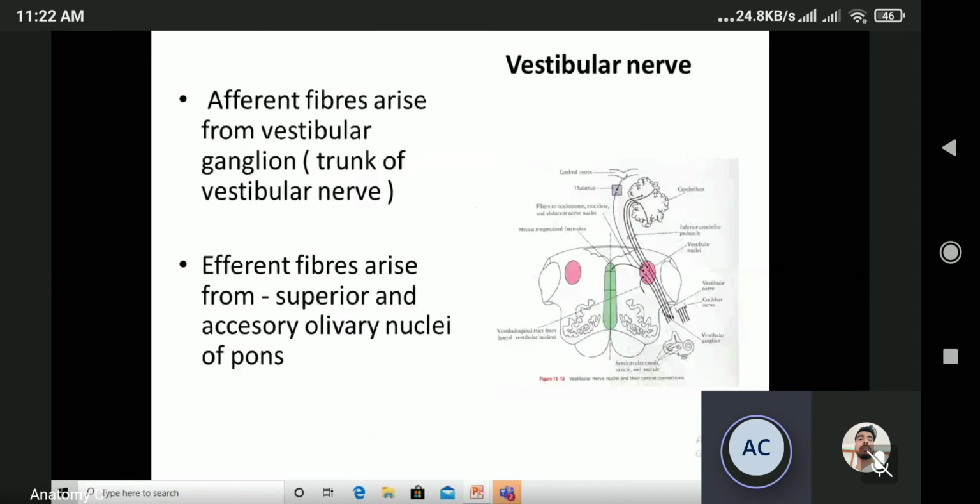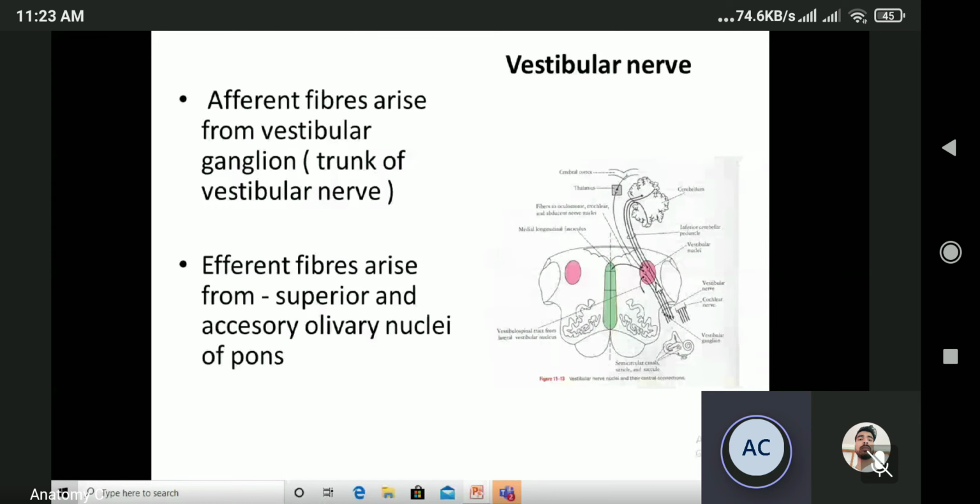Now, the afferent fibers arise from the vestibular ganglion. Here you can see, these are the vestibular nuclei, and this is the vestibular ganglion. The afferent fibers arise from the vestibular ganglion, which is at the trunk of the vestibular nerve itself. This is the vestibular nerve here. Whereas the efferent fibers arise from the superior and the accessory olivary nuclei. So the efferent fibers arise from the superior as well as the accessory olivary nuclei. And this is the vestibular nerve from where the afferent fibers arise.